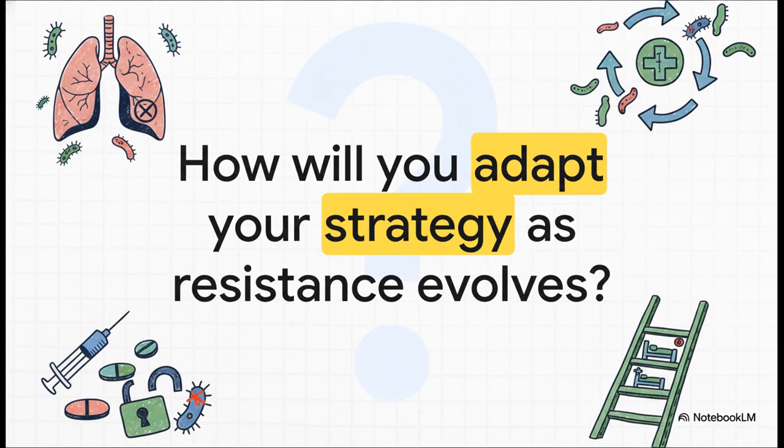And that's really where we'll leave it. We've gone over the playbook for today, but the bugs are always getting smarter, right? Resistance patterns are changing all the time. So the final question for you to think about is, how are you going to keep adapting your strategy, not just today, but tomorrow and next year?